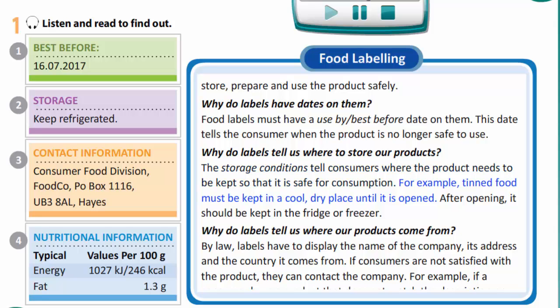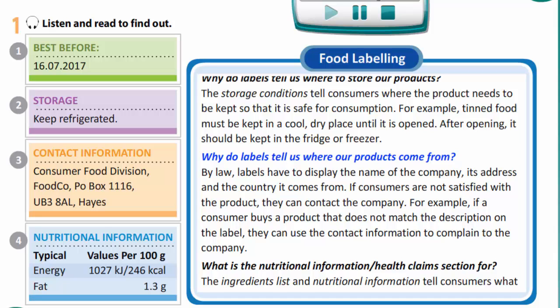For example, tinned food must be kept in a cool, dry place until it is opened. After opening, it should be kept in the fridge or freezer. Why do labels tell us where our products come from? By law, labels have to display the name of the company, its address, and the country it comes from. If consumers are not satisfied with the product, they can contact the company.